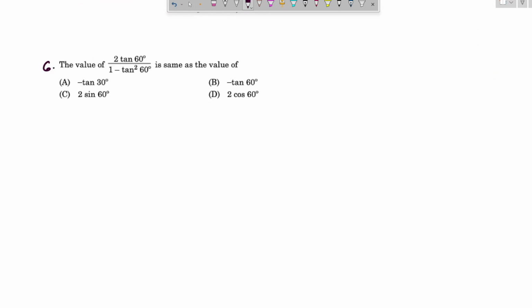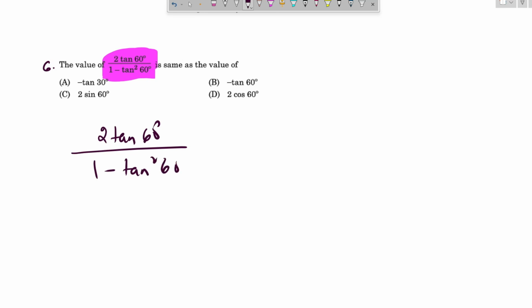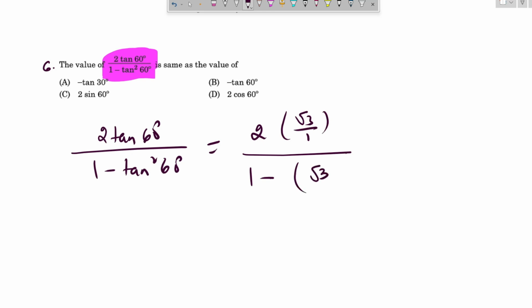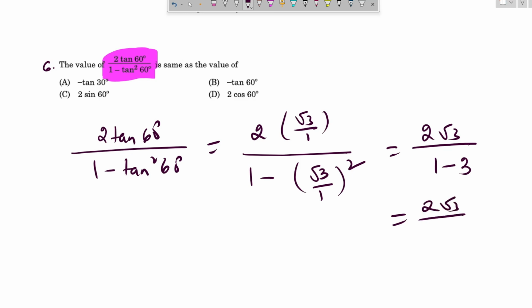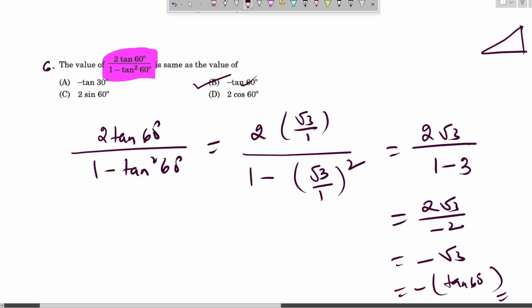Now let's go to question number 6. Here you need to find out the value of this. Let us solve it. 2 tan 60 degree by 1 minus tan square 60 degree. So tan 60 degree is root 3 by 1, and squaring it, tan square 60 degree will be 3. So you got 2 root 3 by 1 minus 3, which is equal to 2 root 3 by minus 2, which is equal to minus root 3. So you write tan 60 degree, therefore minus tan 60 degree is the correct option B.